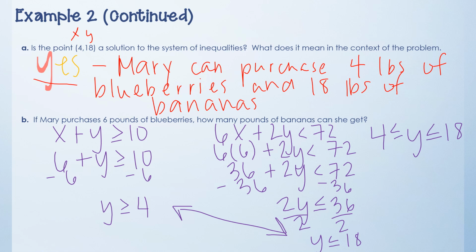And we can write that into a sentence. So she needs to get at least 4 bananas, but less than 18. And we need to be careful here because this actually would not be less than or equal to, because she wants to spend less than $72. So this would just be anything smaller than 18, but not equal to it, but anything bigger than 4 would work for the number of pounds of bananas that she could get.